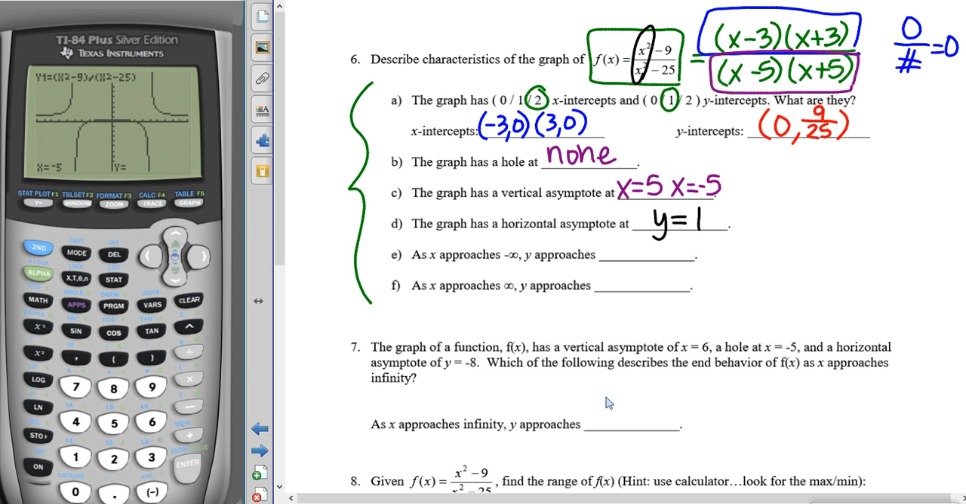I also should realize that as x approaches -infinity, that means what's happening on the left end down here. Well, that's what the horizontal asymptote is. It tells you where it's leveling out.